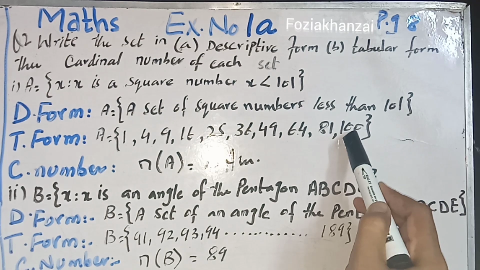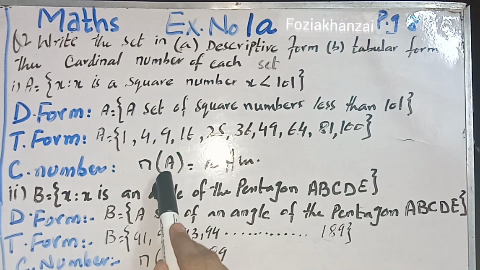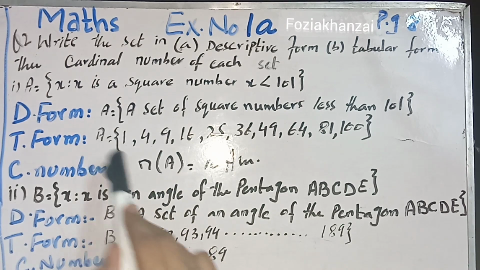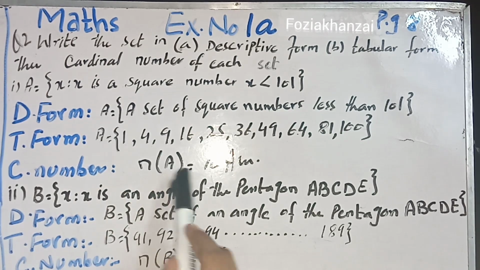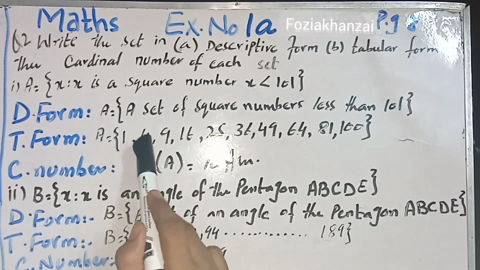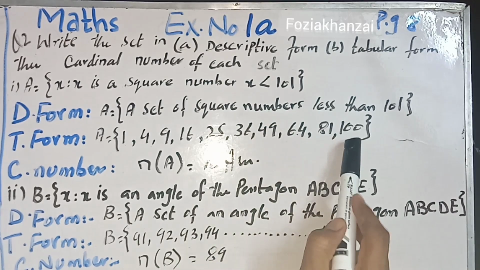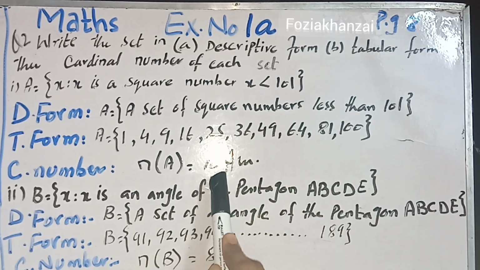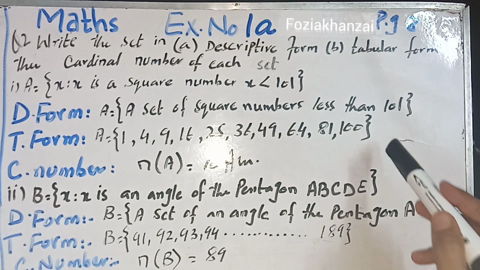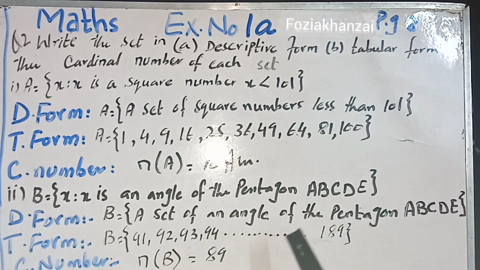Done, tabular form. Now the cardinal number is denoted by n, then in the round bracket we write the name of the set. Now count the total elements in the tabular form: 1 2 3 4 5 6 7 8 9 10. So in cardinal number we write 10. Why do we write 10? We have a total of 10 elements in tabular form. First one done.